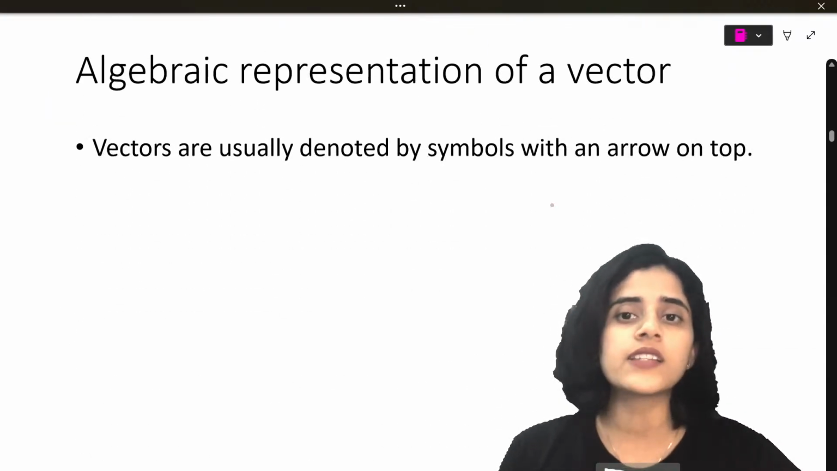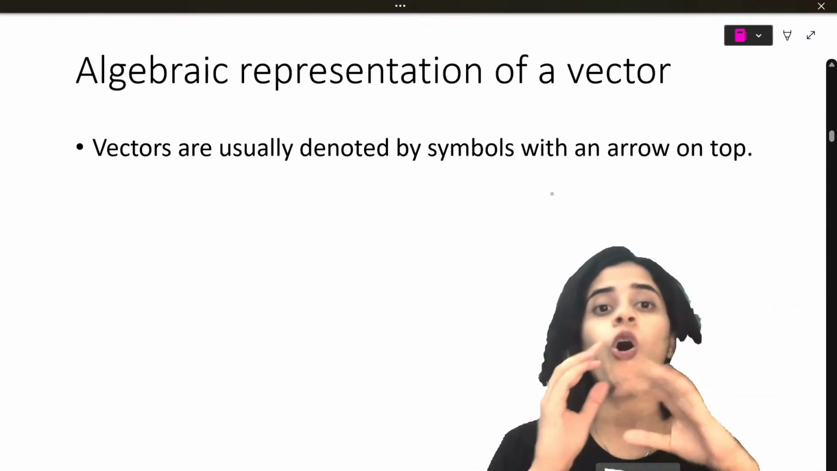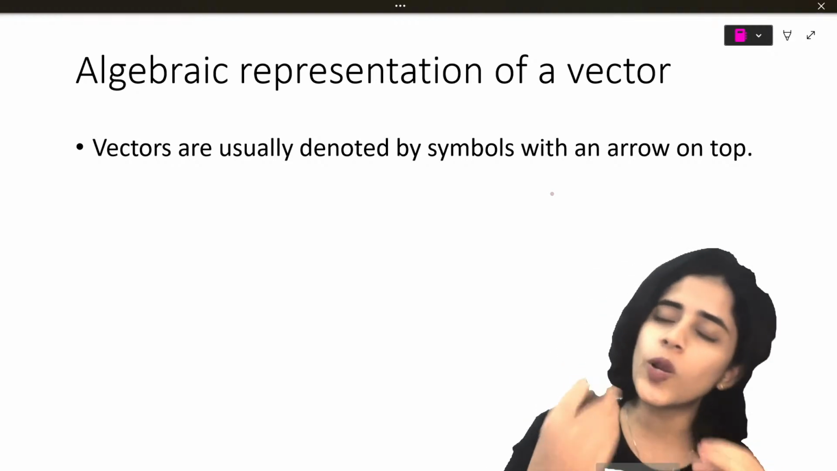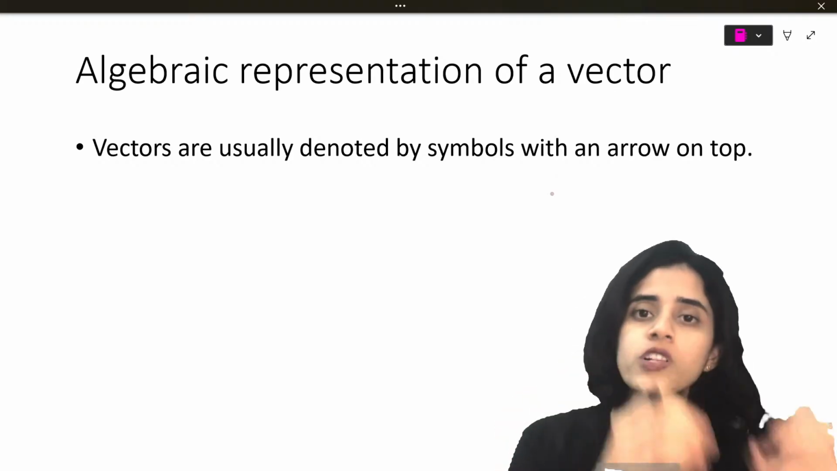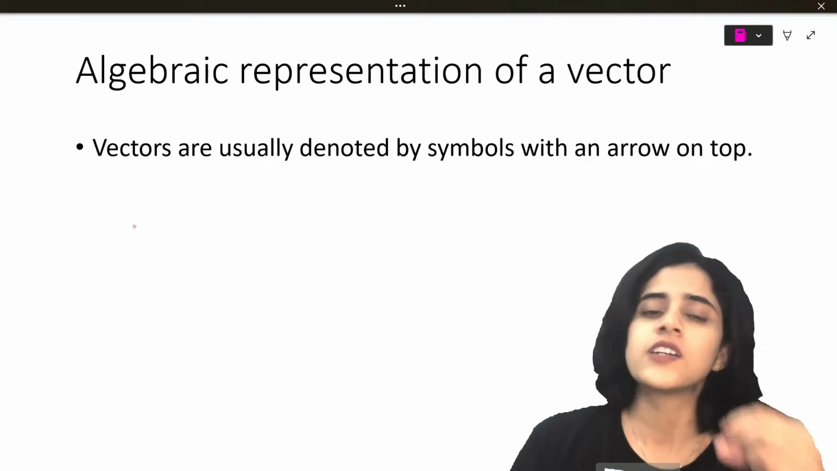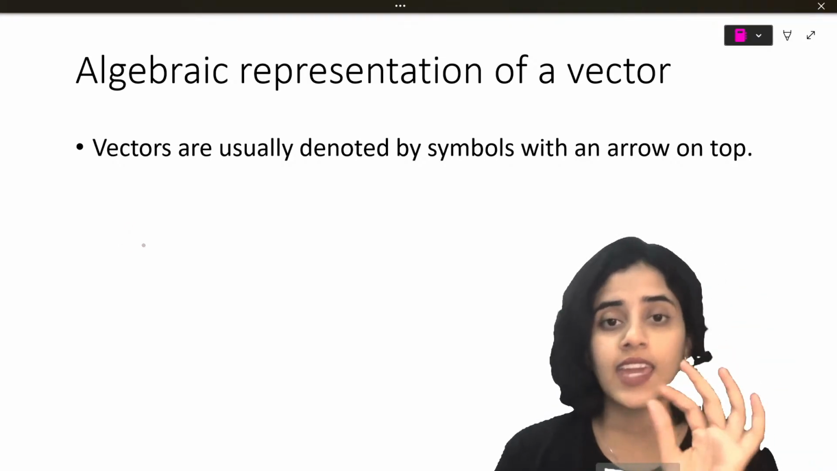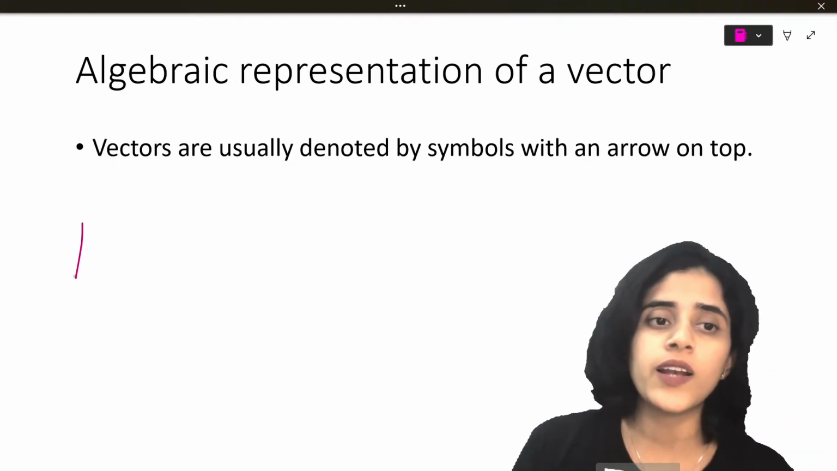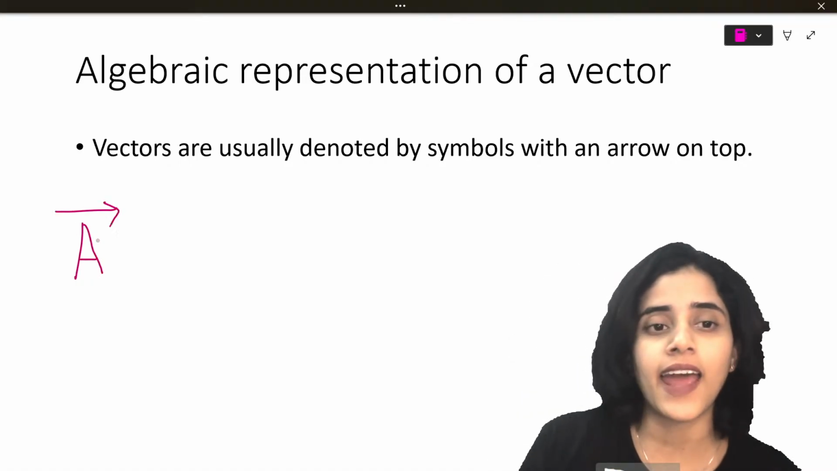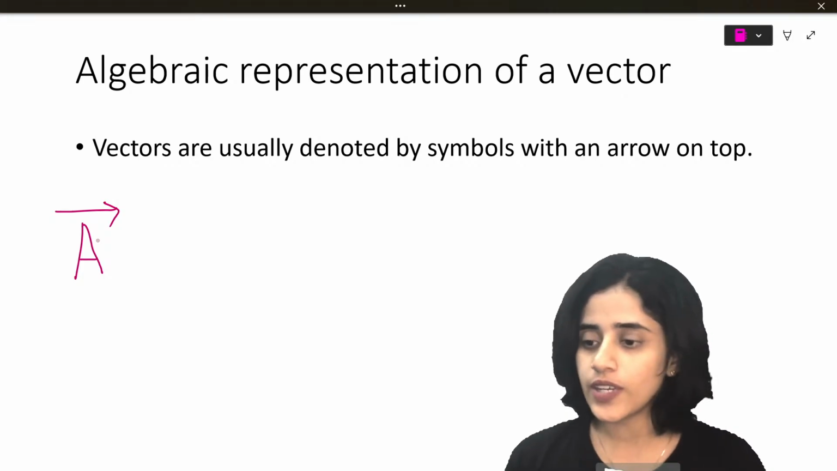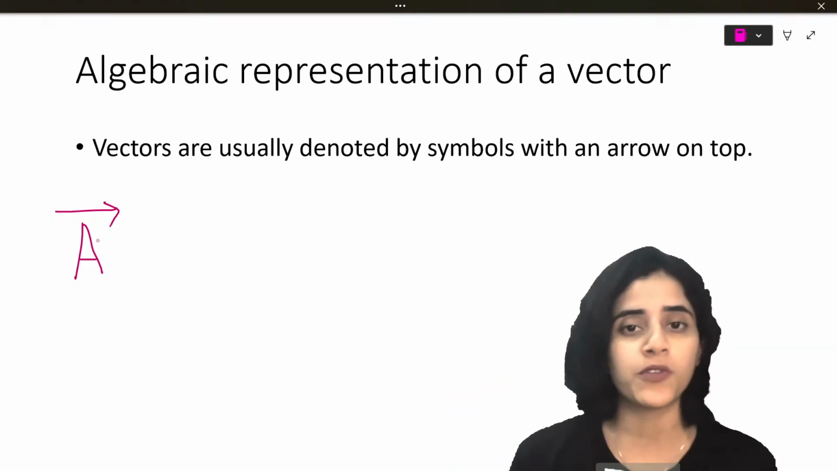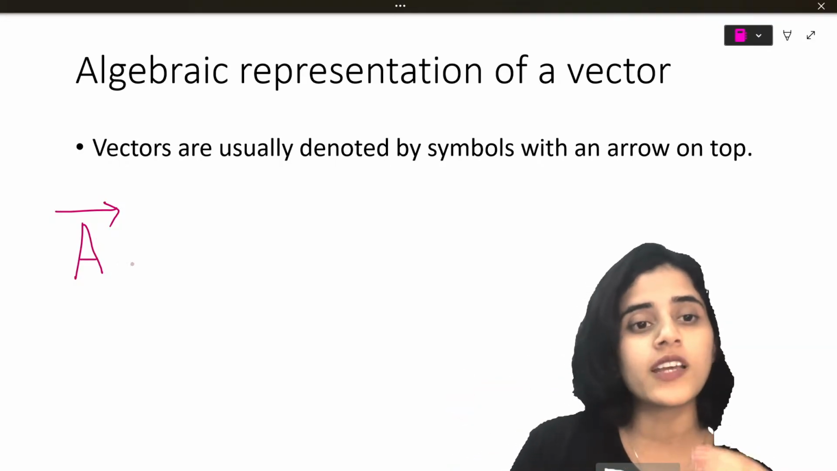Okay, now let's see how you represent a vector algebraically. So this is what we're mainly going to use. Graphically, you will use it but not everywhere. But algebraic representation of a vector is something you will use everywhere. So any vector, let's just say A. There is a vector A. How will I represent it? I'll put A and an arrow on top of it. How do I represent a vector A? A and an arrow on top of it. Now what does this mean?